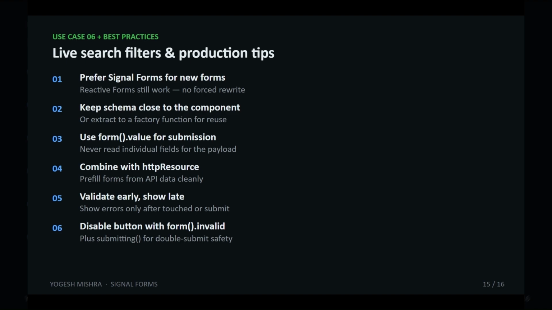Best practices, quick production tips here. Prefer Signal Forms for new forms. No need to rewrite everything. Keep the schema close to the component or extract it if you reuse it. Always submit with the form function value. Combine with HTTP resource for clean prefill from APIs. Show errors only when touched or after a submit attempt. Disable the submit button with the form's invalid or submitting signal.